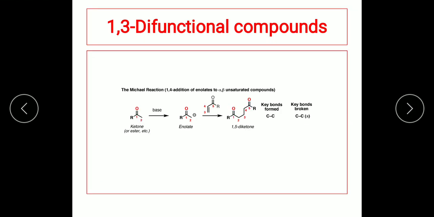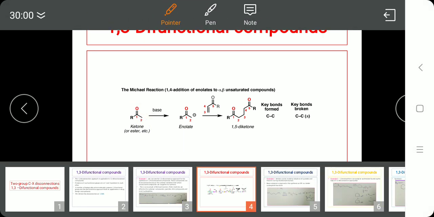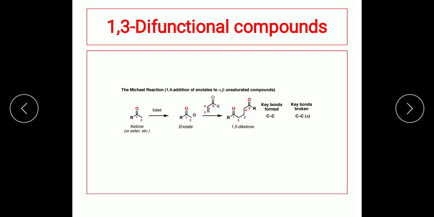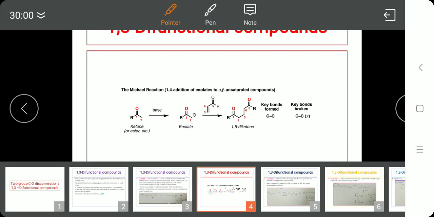See, the Michael reaction is beneficial for organic synthesis because it is used for the formation of carbon-carbon bonds. First, we have a ketone here. Let us see the mechanism. We have a ketone, and in presence of a base, it is going to abstract the proton at carbon 2. Once it abstracts the proton at carbon 2, there is going to be formation of an enolate. That is, an anion is formed at carbon 2, which you can see here. An enolate forms at the carbon atom 2.